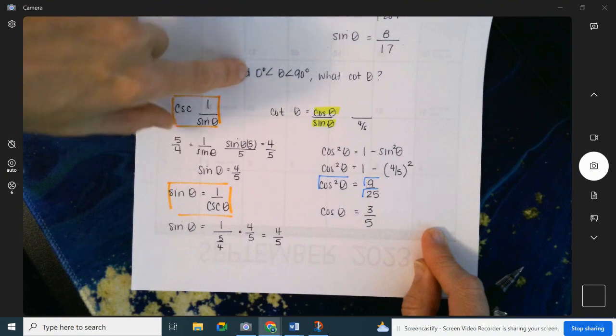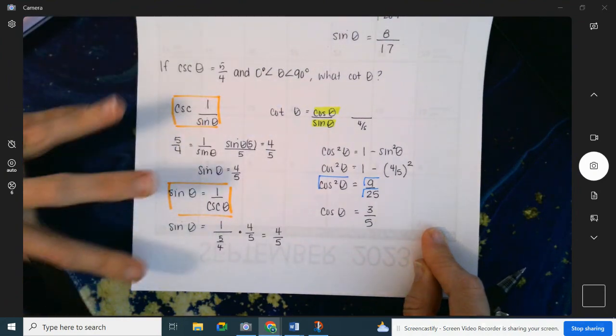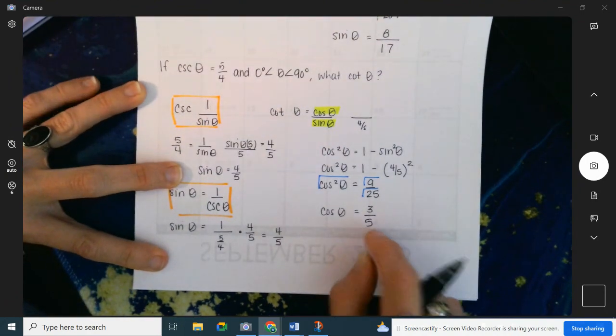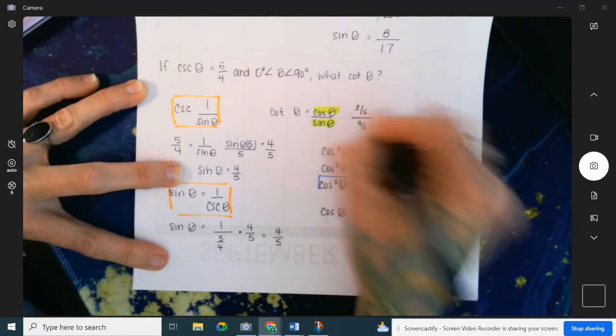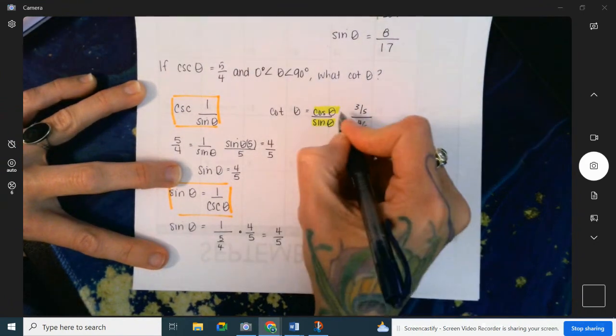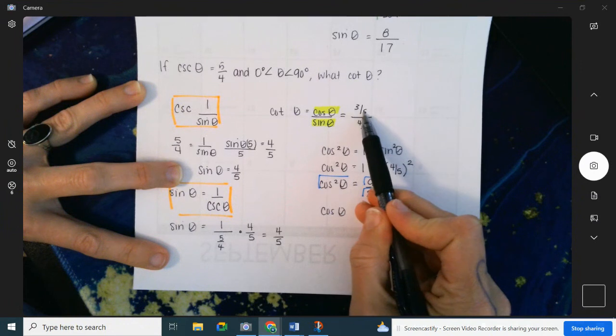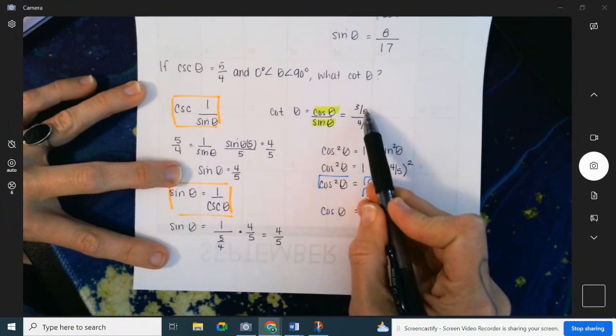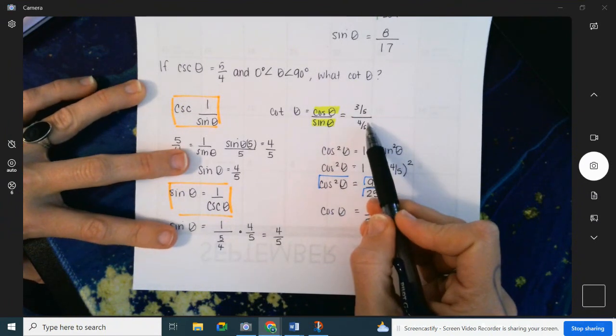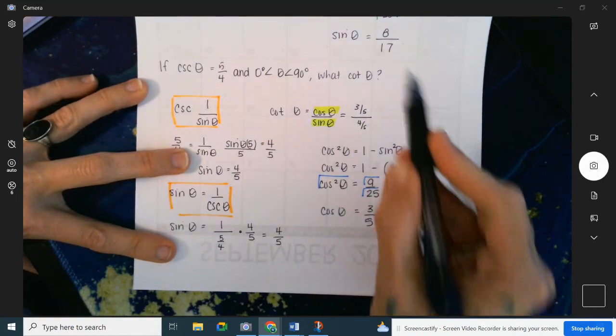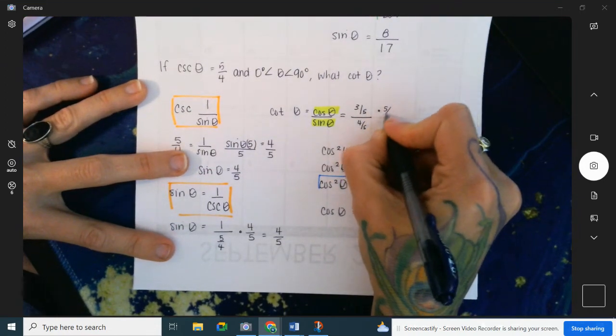In this case, we are in quadrant 1, so it is always going to be positive. So then cosine 3 over 5 is going to go up here. Obviously, hopefully by Math 4, we know we can't leave a fraction within a fraction. That's a mess.